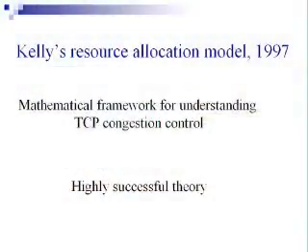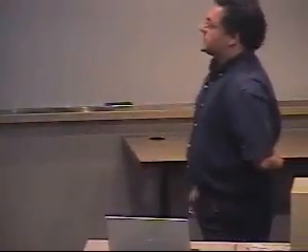Okay. So in fact this particular model was given by Kelly in his very fundamental paper in '97. So his objective was the following. He was trying to give a framework for understanding TCP congestion control. What's happening with TCP congestion control is that it's a protocol that was designed by Jacobson, the additive increase multiplicative decrease, in a small network in the laboratory. And it was very successful there.